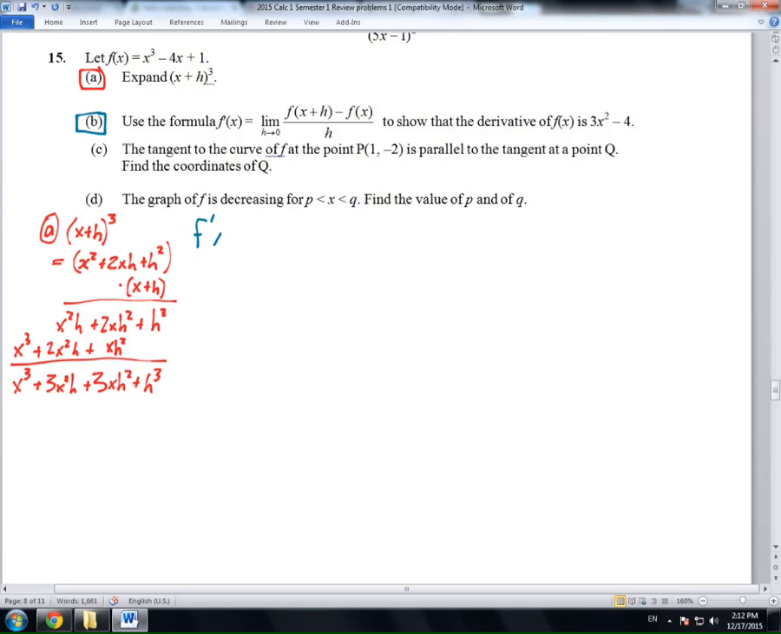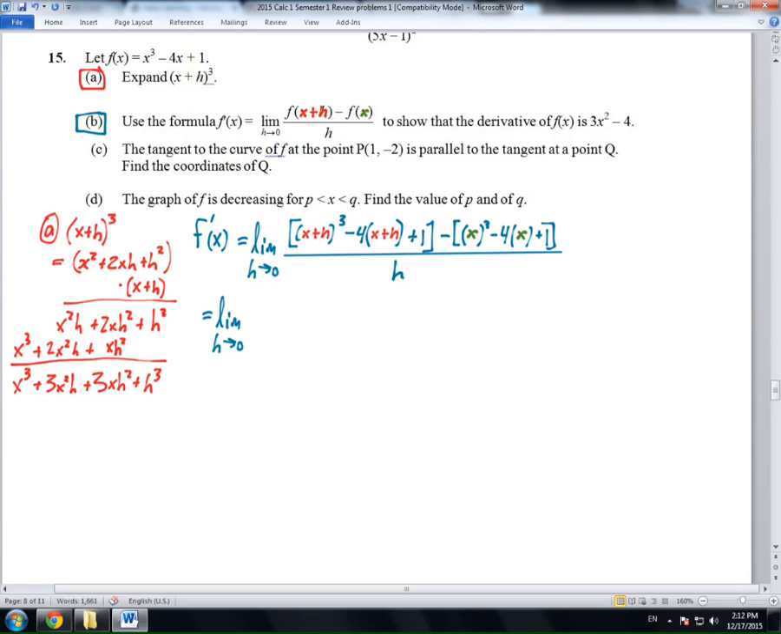Now to take the derivative using first principles, I need to find f of x plus h. Limit as h goes to 0, so here's my x plus h. I substitute that in for x cubed, so we have (x plus h) cubed. The next is going to be minus 4 times (x plus h), and then my plus 1. Then I need to subtract f of x. Let's use green for that. Got Christmas colors going. Here we have x cubed minus 4x plus 1, and then that's all over h.